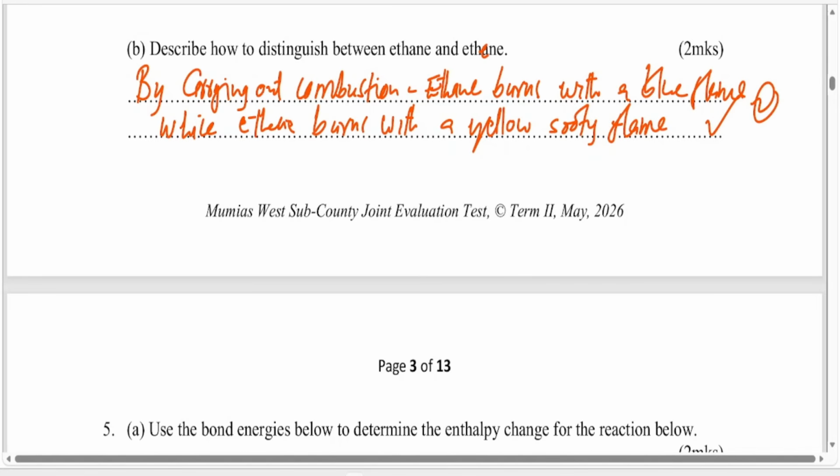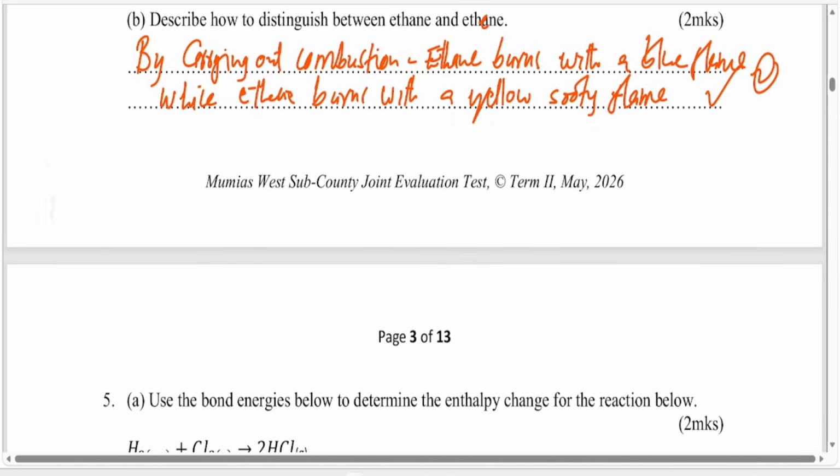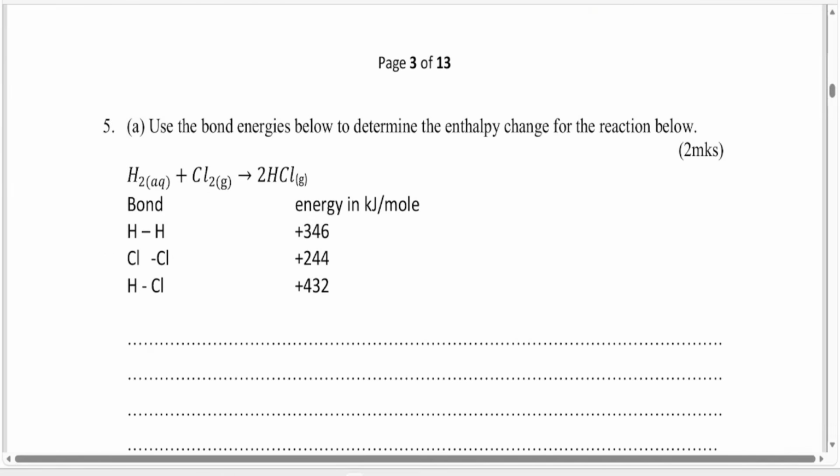Or you say you use the chemical that we said, a strong oxidizing agent. So by use of oxidizing agent, acidified potassium manganate 7, whereby ethene decolorizes while ethane does not. So you can still use that to distinguish between ethane, which is an alkane, and ethene, which is an alkene. Let's move to the next question.